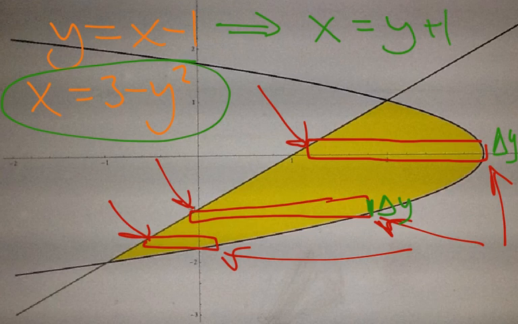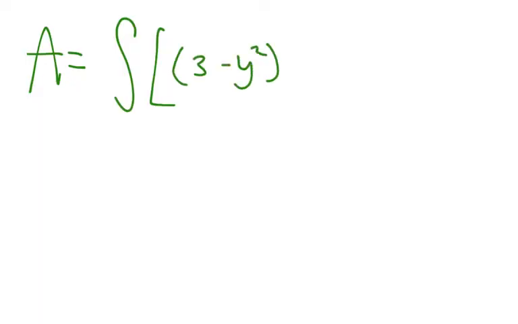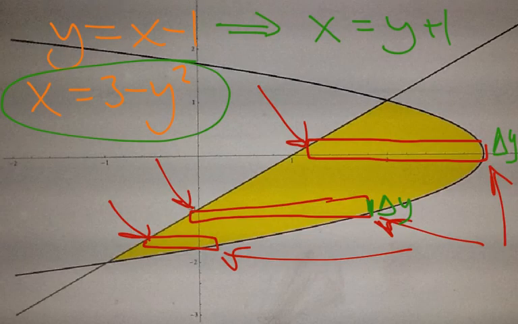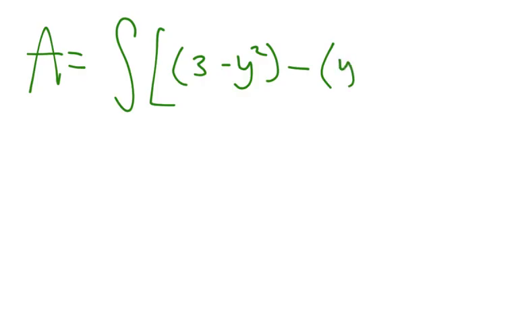Now, again, I said a moment ago, I could figure out the horizontal length as right minus left. And so my integral that I write for the area here, and I'll leave the limits off for just a moment, is going to be the right function, which was the sleeping parabola, so 3 minus y squared, minus the left boundary, y plus 1, and then we're going to integrate with respect to y, dy, because we have those delta y's in the picture.